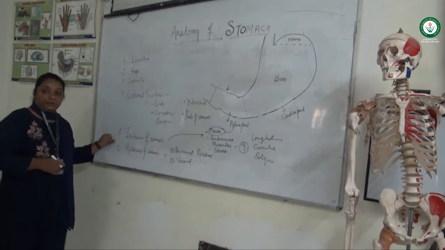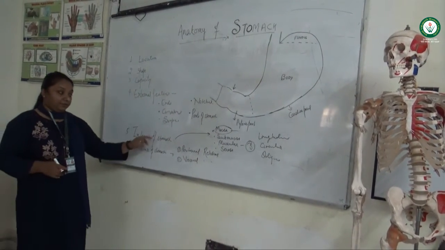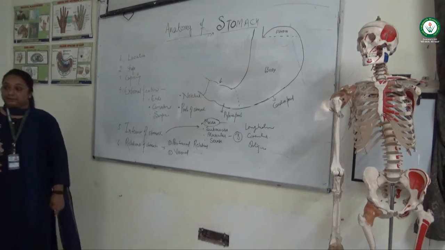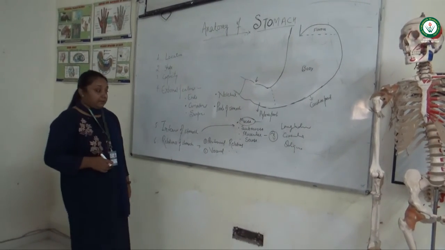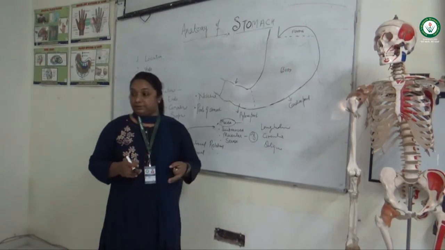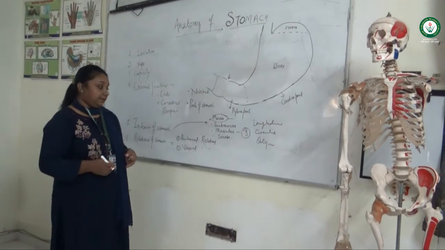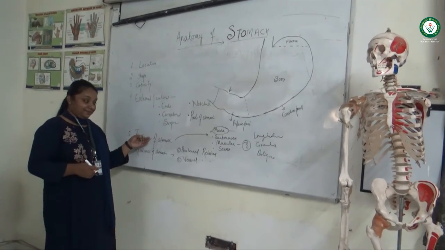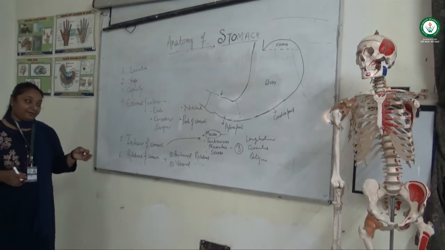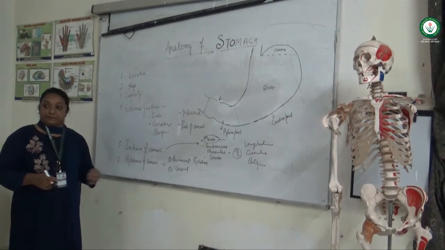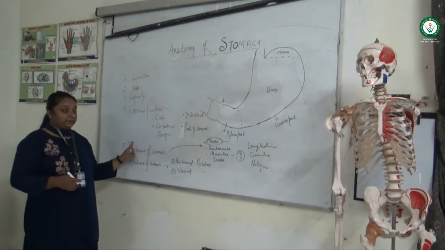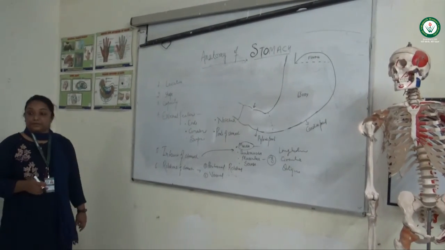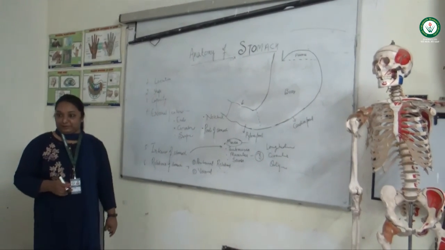Now we will see the relations of the stomach. There are peritoneal relations and visceral relations. We will talk about the visceral relations first because they are very important. Some structures are present anterior to the stomach and some structures are present behind the stomach. The structures present behind the stomach constitute the stomach bed, because the stomach rests upon all of these structures. So we will continue the rest of the part in our next session. Thank you so much.